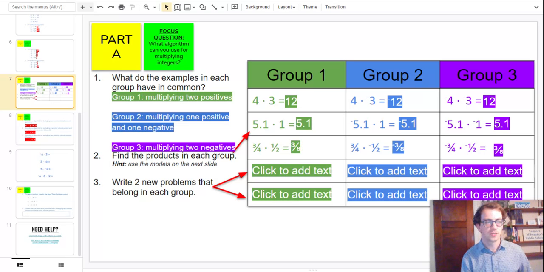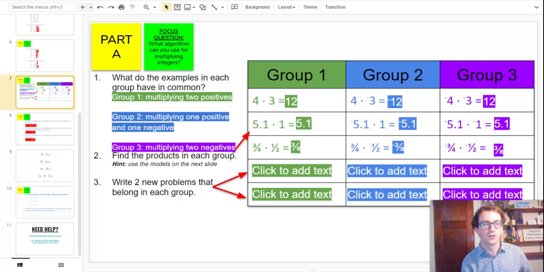Okay, that seems straightforward. What about group 2, where we have one positive times one negative? 4 times negative 3, we found out that equals negative 12. Negative 5.1 times 1 equals negative 5.1, and 3/4 times negative 1/2 equals negative 3/8. What do we notice about these three products? I notice that they're all negative. So when you multiply one positive times one negative, it'll give you a negative product.